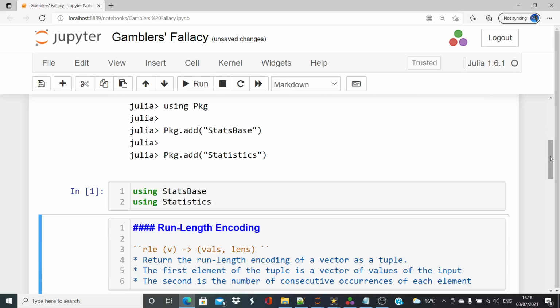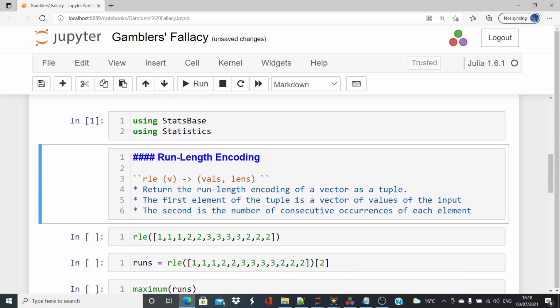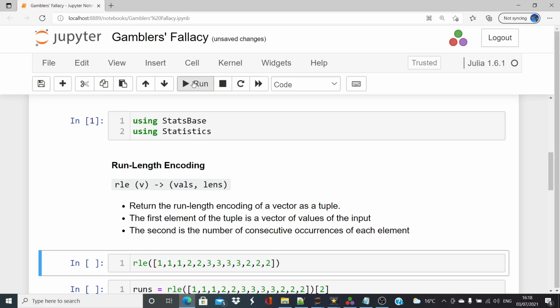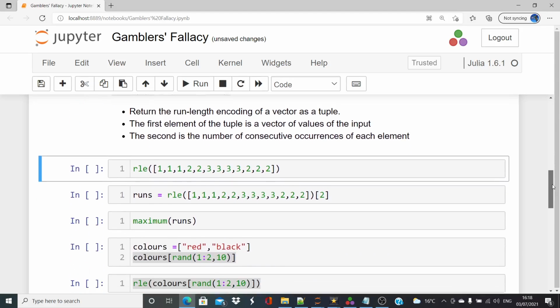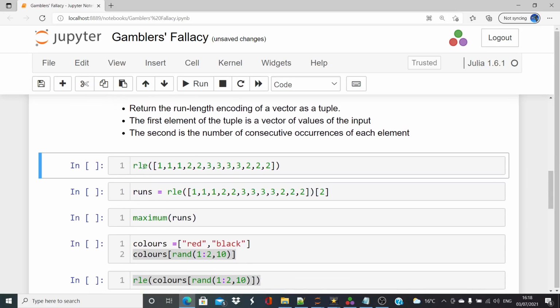Okay. Now the key thing we're going to use here is a thing called run length encoding. And this is very useful for looking at sequences to see how many times something is repeated in a row. Okay, so I have a quick example here, but the key thing here is the second, which is the number of consecutive occurrences of each element. So this is the example that will be used for this command. RLE is the name of the command.